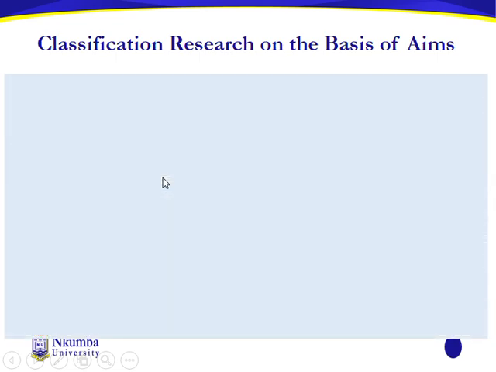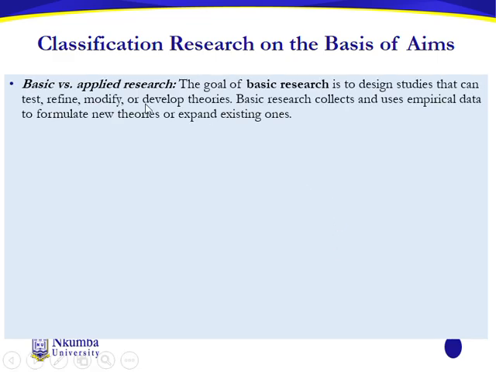We can also classify research based on what we call the aims. So this is classification of research based on aims. For example, we can have research aimed to be just basic. We can also have research aimed to be applied. What we call basic research, different from applied research.